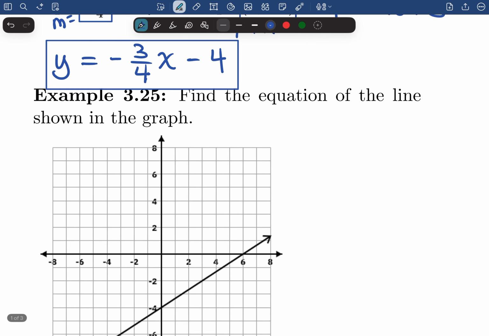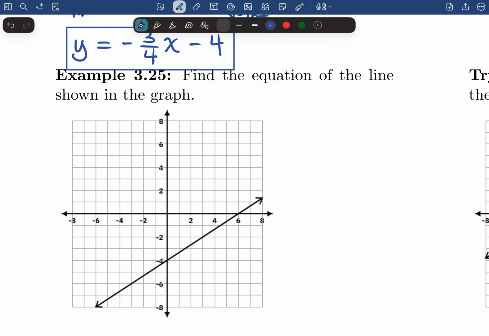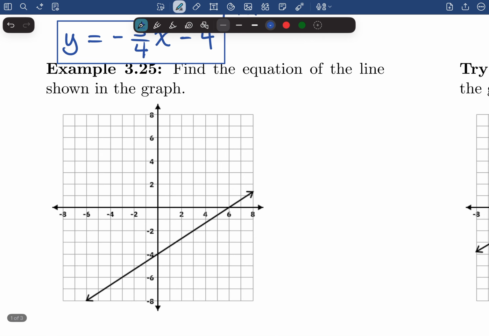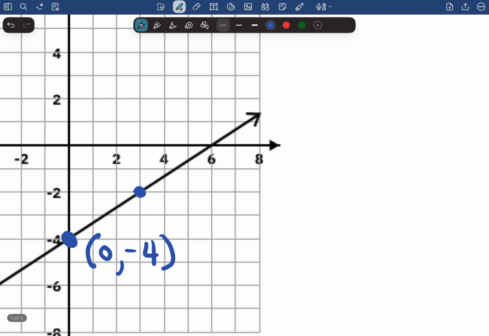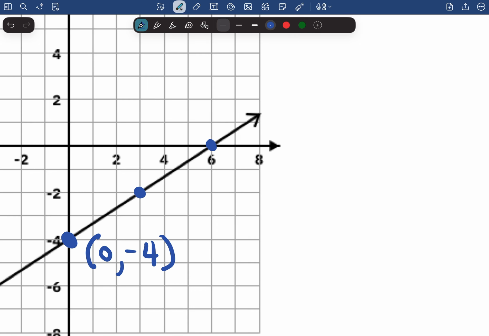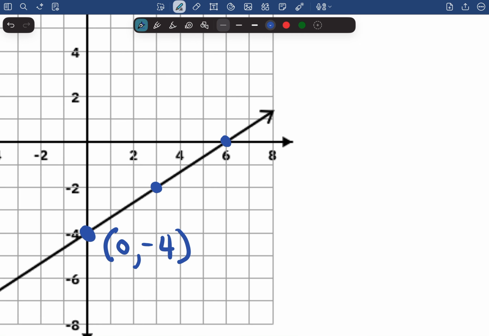Let's go ahead and practice writing the equation of a line when we see the graph of it. So example 3.25 says find the equation of the line shown in the graph. Well, first, let's identify the location of the y-intercept. We see the y-intercept is 0, -4. Now, let's identify the slope. Recall that to identify the slope, we look for lattice points, like points that go through the corners of the boxes. It looks like this is a lattice point. Here's another lattice point. So we look for locations where the line crosses through integer xy values.